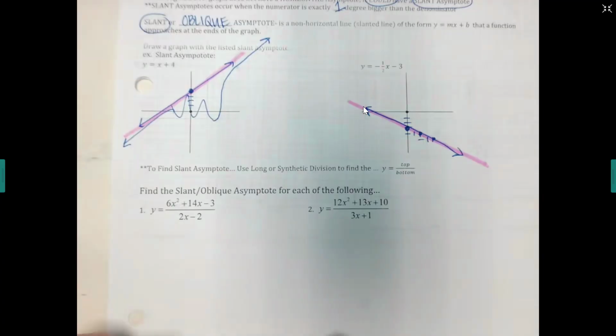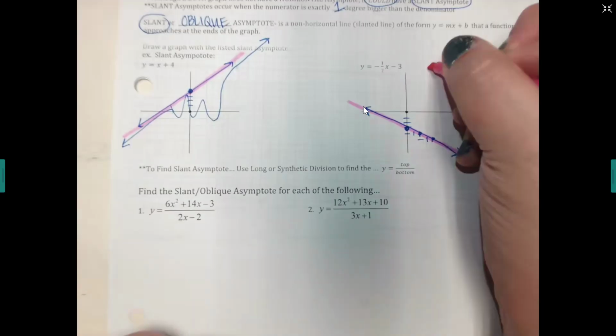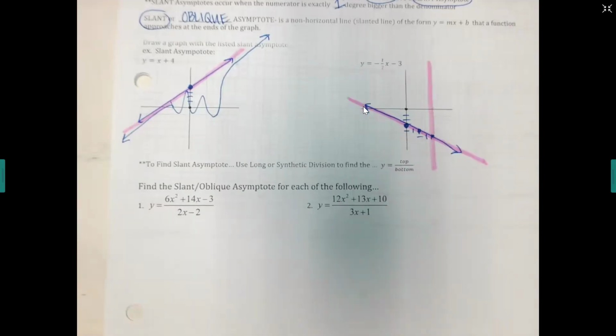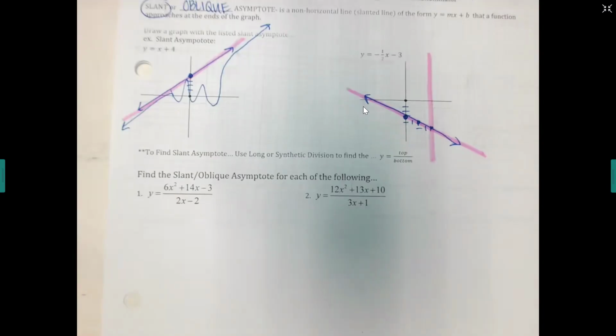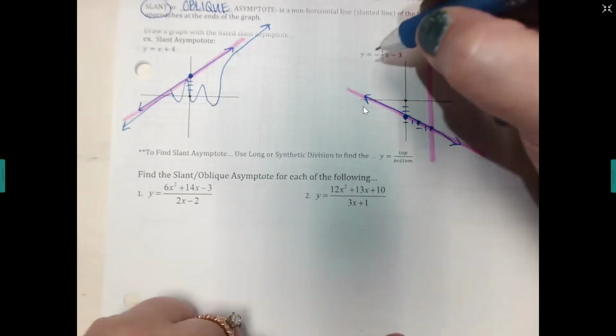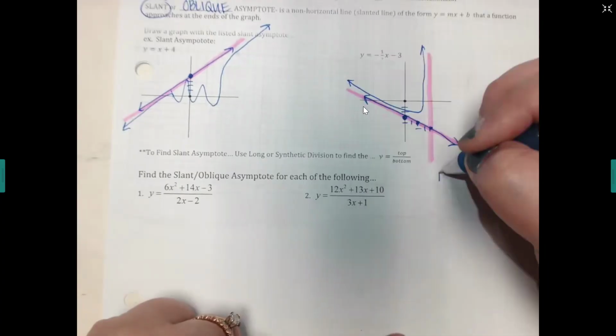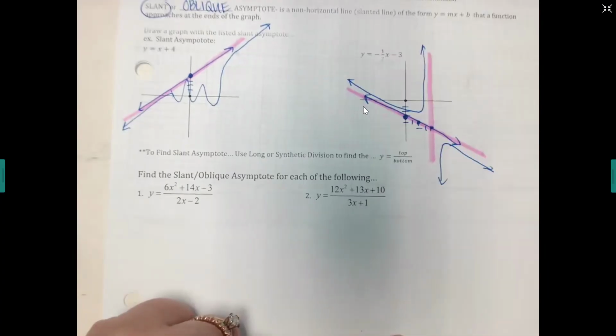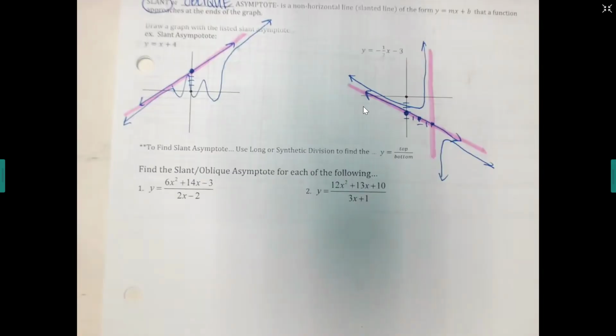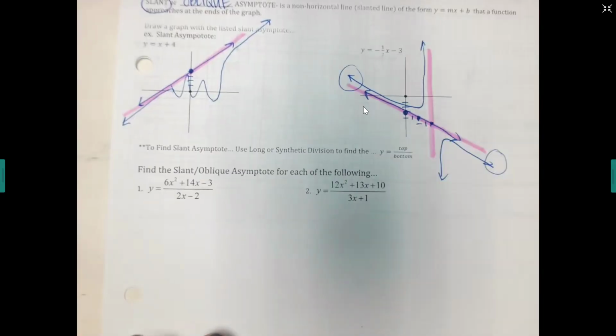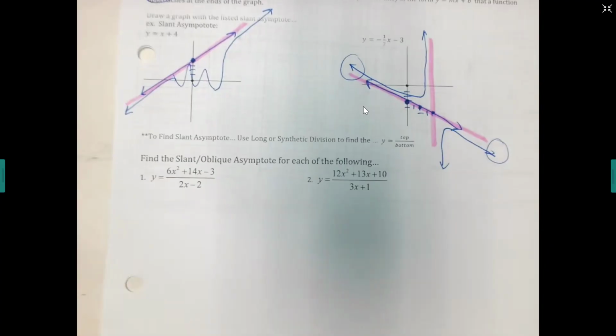Same thing on this one. Let's give this graph a vertical asymptote just so you have an option. Draw a line in somewhere that it can't cross. Then my graph is going to follow those guidelines, so it would go here and then here. But remember, at the edges of the graph, you're getting closer and closer to that slant or oblique asymptote. Okay?